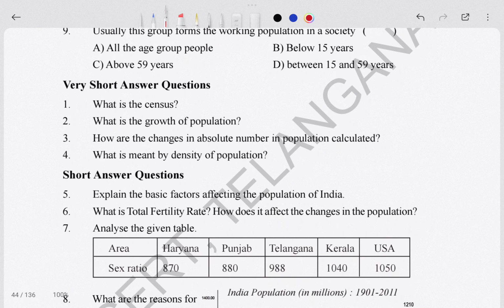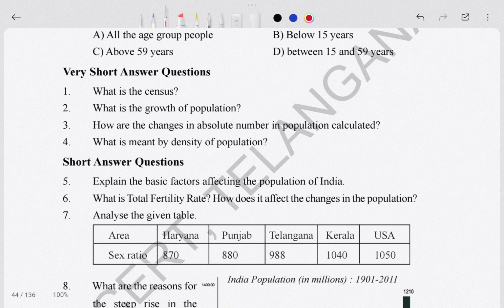Okay, then here you can see the very short question answer. Okay, these are the very short answer type questions. What is the growth of population? Okay, how are the changes in absolute number of population calculated? What is meant by density of population? Actually the fourth one is important, it will ask you what is meant by the density of population.